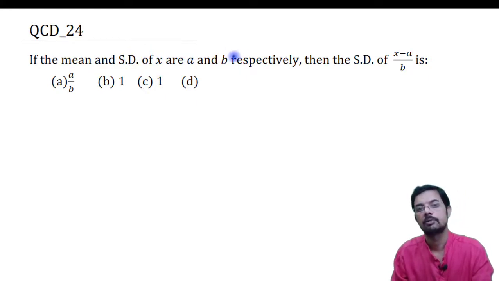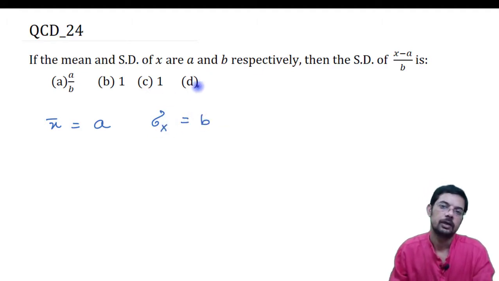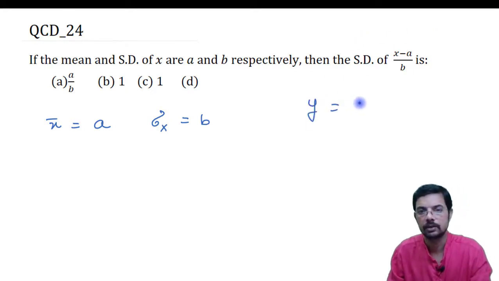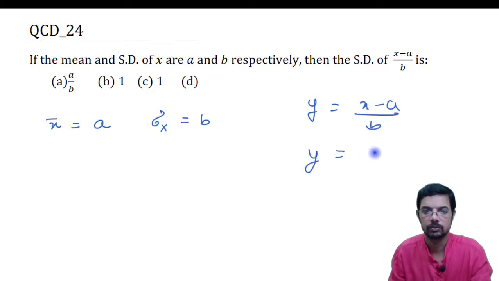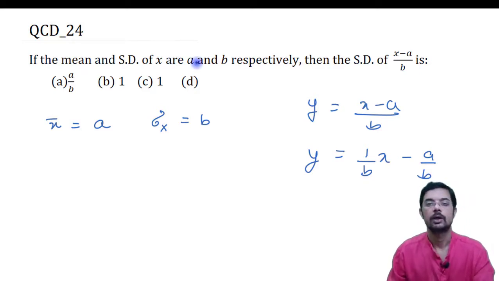Next question number 24. We move on to question number 24, as the mean and standard deviation of x are A and B respectively. So mean x bar will be equal to A and the standard deviation of x, sigma of x, will be equal to b. Then let y be equal to x minus a by b. We can write this as y is equal to 1 by b into x minus a by b. We know that the standard deviation is affected by change in scale but not by change in origin.